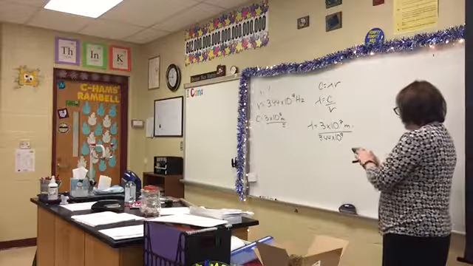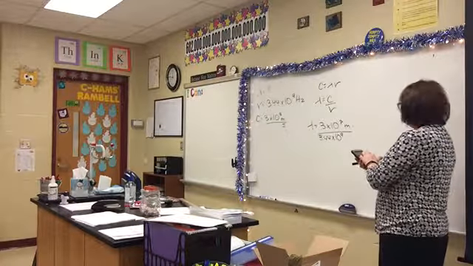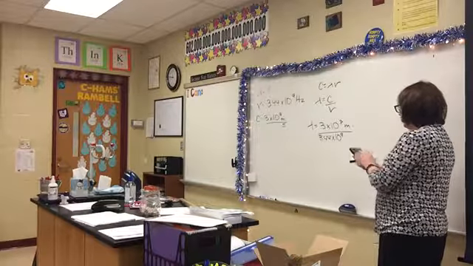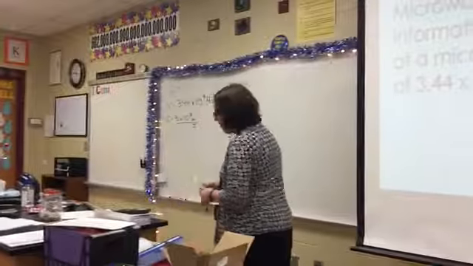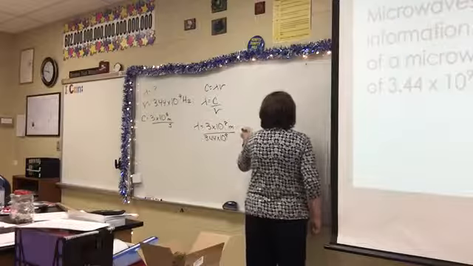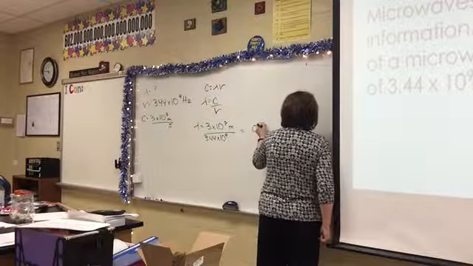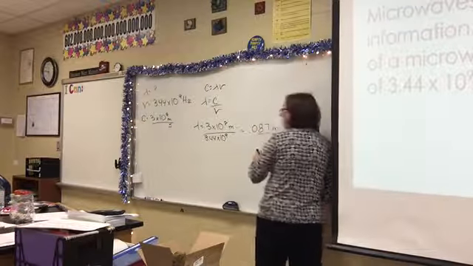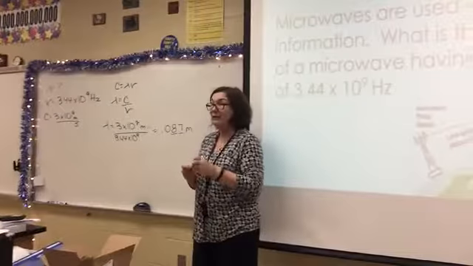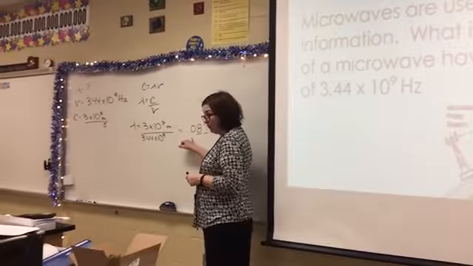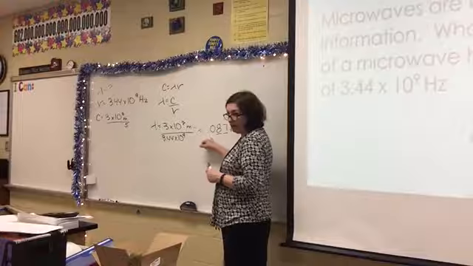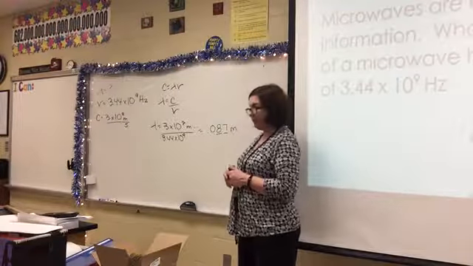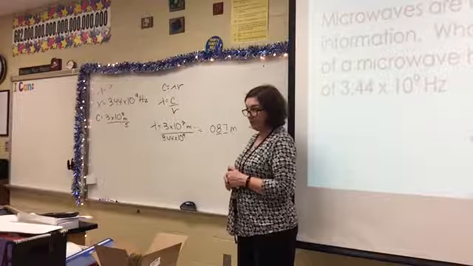Now I do my math. I take 3 times 10 to the 8th divided by 3.44 times 10 to the 9th, and I get 0.087 meters. 2 digits after the decimal. The 0 is not a digit. It's a placeholder. So don't give me 0.09. The 0 does not count there. It's a placeholder. Okay? Are we good?